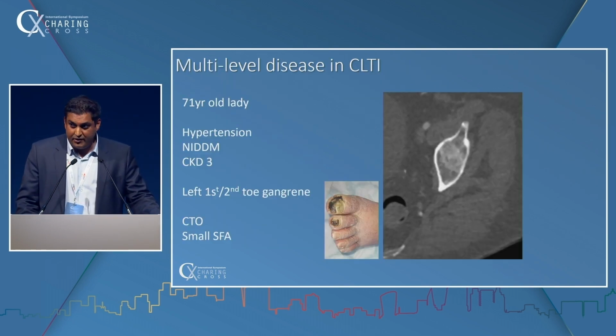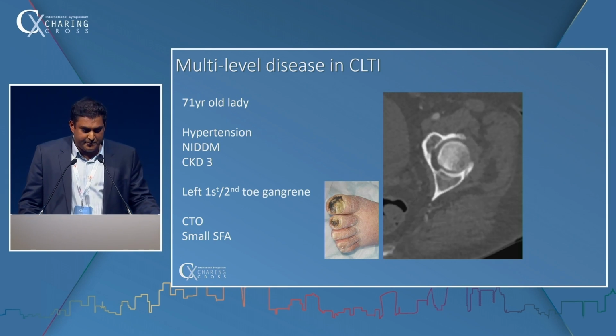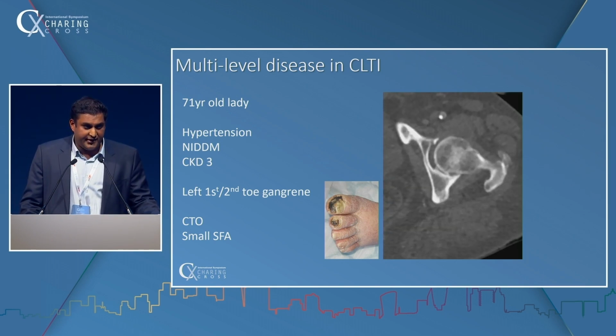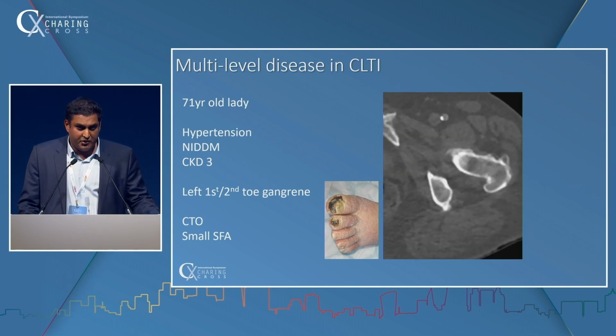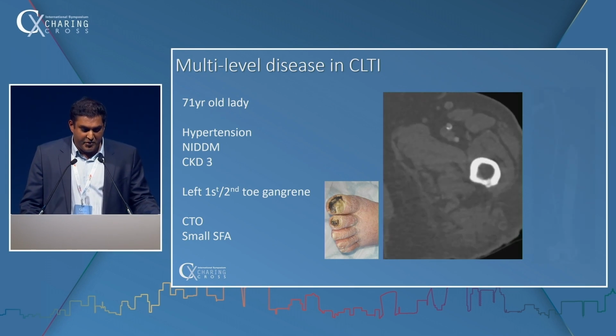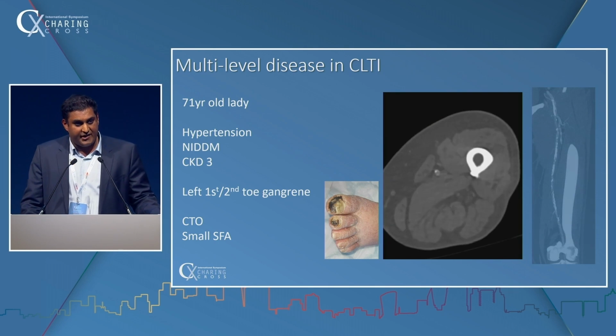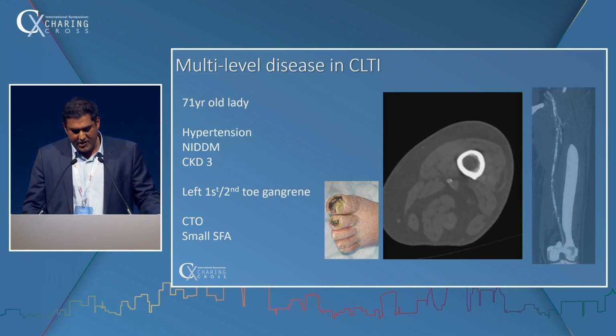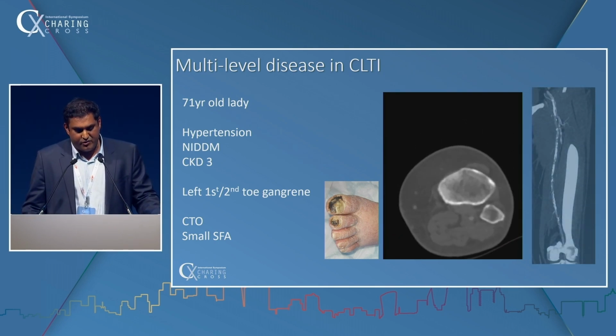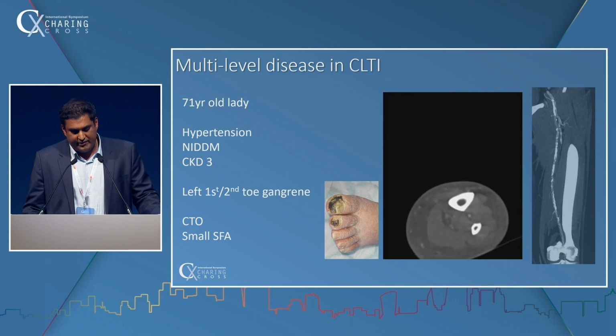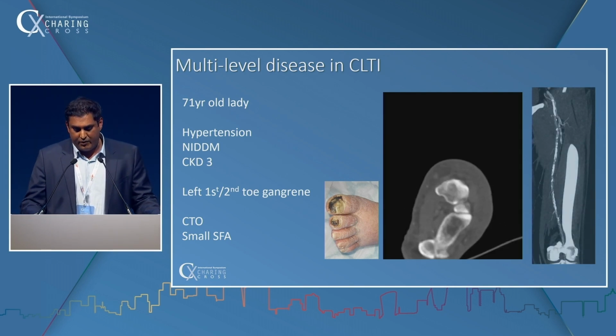We also know that CLTI patients have multi-level disease. This is a lady with tissue loss, as you can see, 71 years old, with multiple comorbidities, but the main problem here, as well as having a short-ish CTO, she has a very small SFA. On the CT scan, it measured 3 to 4 millimeters. This is the situation where stents don't do very well in our experience.